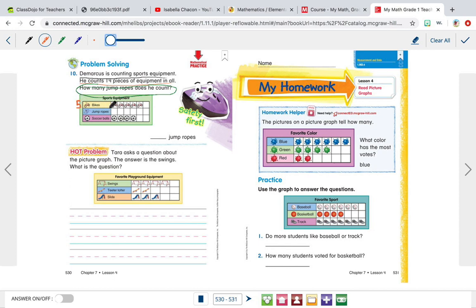We don't know how many jump ropes yet, but we're going to find out soon. And then soccer balls, how many soccer balls does he have? He has 1, 2, 3, 4. So we still need to get to 14.